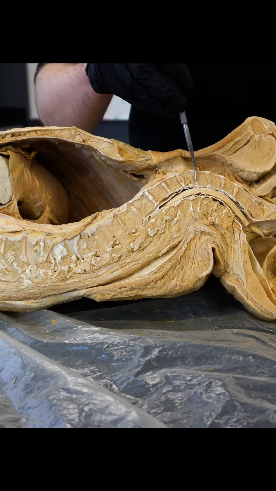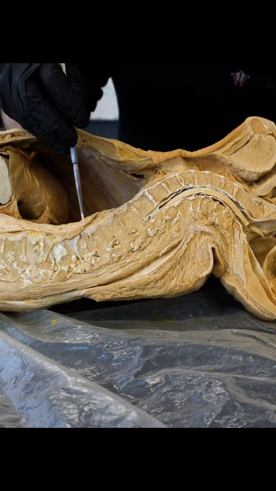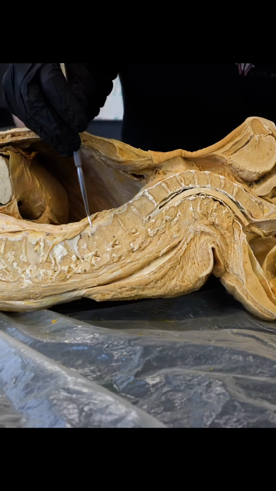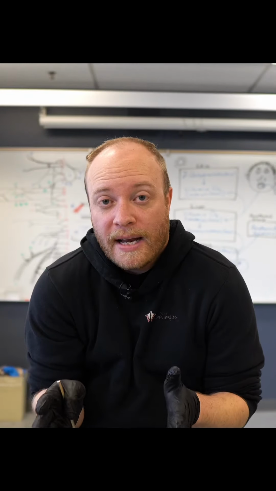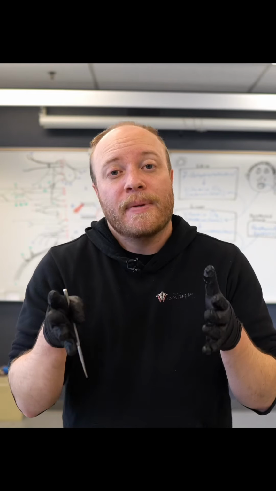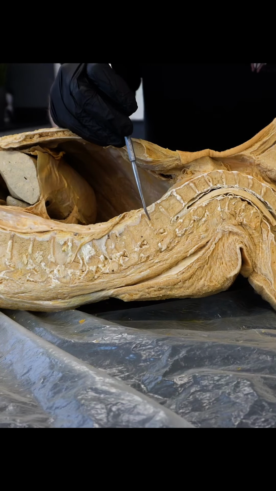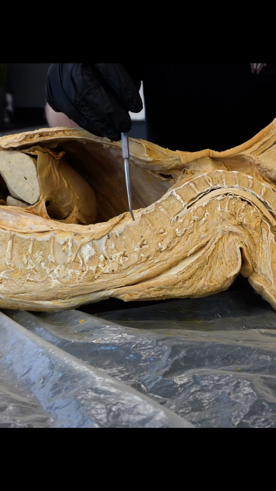Now, the thing is, if we come all the way back up here, you're going to notice that these discs, these intervertebral discs, are going to start thinning out and becoming non-existent really in this area. And that shows me that this individual had a bit of a hunchback, and so they had a bit of kyphosis. And what that does is it squeezes the discs and they start to deteriorate. So we call that degenerative discs.